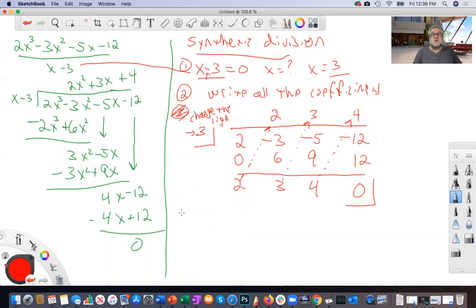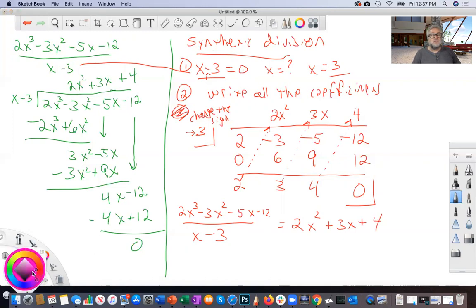So the answer I got from 2x cubed minus 3x squared minus 5x minus 12 over x minus 3. This was +3. It's always opposite from the sign here. I always take the denominator and set it equal to 0 and solve for x. I got, this is x squared, this is x, and this is the constant. I got 2x squared plus 3x plus 4 and no remainder.